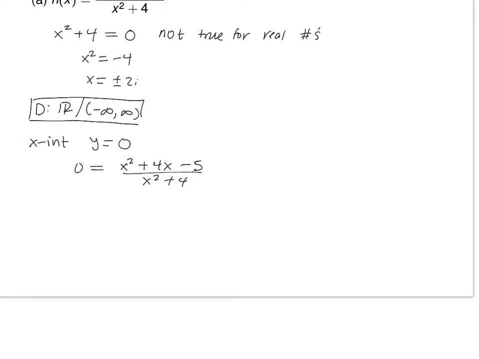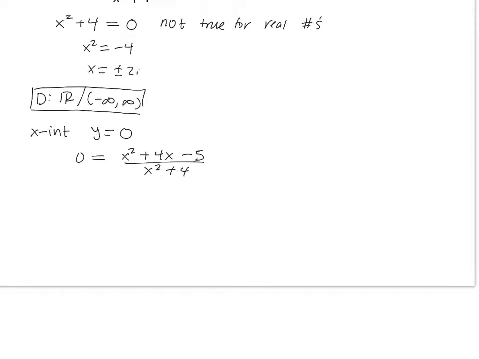Now with these rational functions, something kind of nice happens. When you multiply both sides by x squared plus 4, it just goes poof, right? 0 times anything is 0, including things that have x's in them. So 0 equals x squared plus 4x minus 5. And do you see why Cole was saying factor? Yeah, okay. So how does x squared plus 4x minus 5 factor? x plus 5, x minus 1.